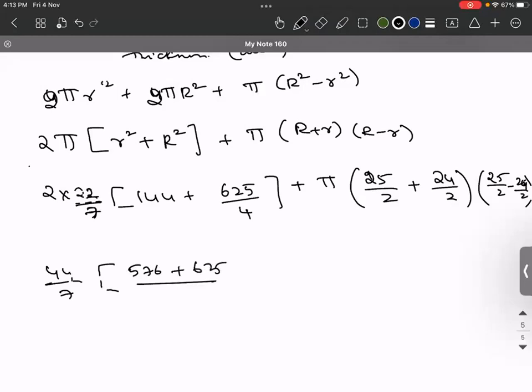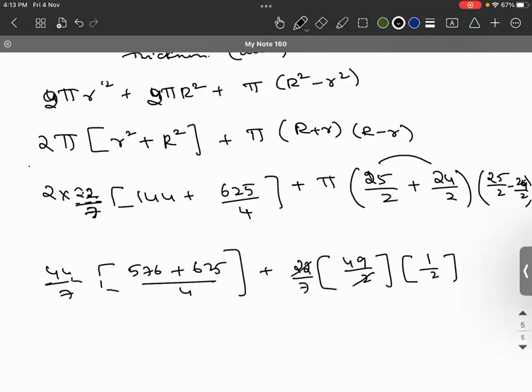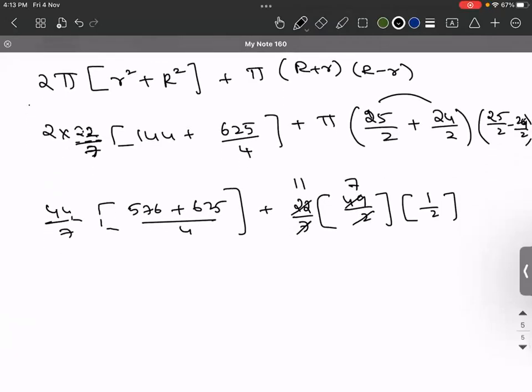So it is going to give us 576 plus 625 by 4, plus pi into 25 plus 24. I'll write this as 22 by 7. So 25 plus 24 is 49 by 2 into 25 minus 24 which is 1. You have a 2 in the denominator. So this will cancel 11 times, here it is going to cancel 7 times. So 44 by 7 into, tell me how much is this going to be? 1201 by 4.